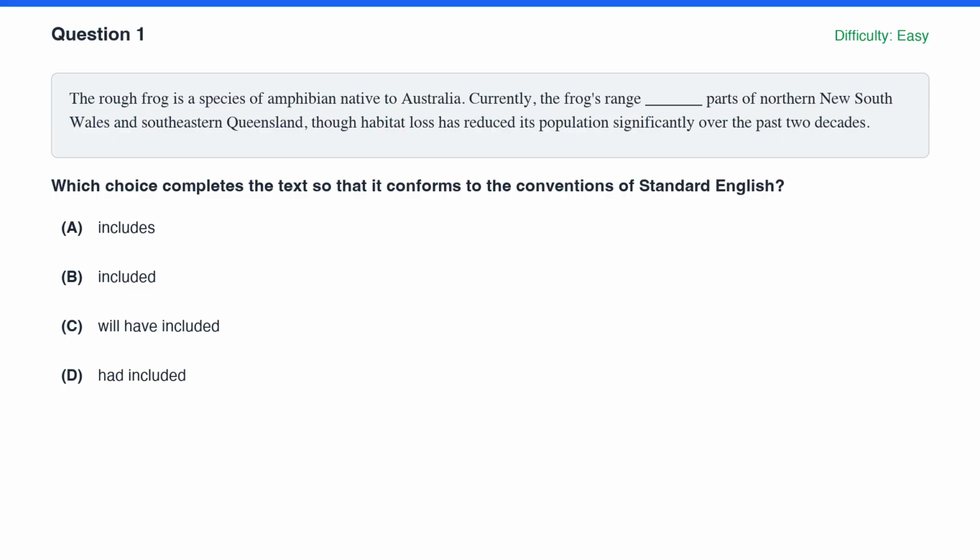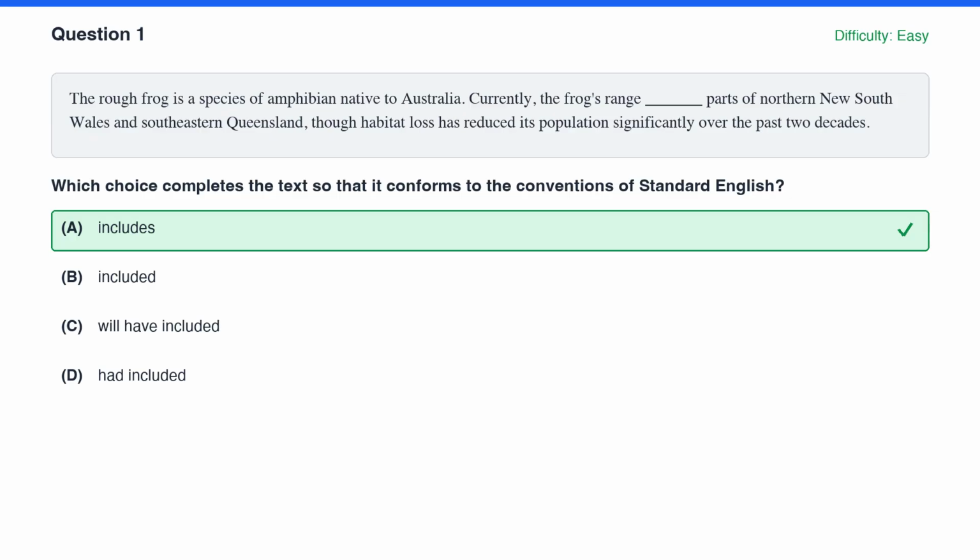Eliminated. C says will have included, future perfect. We're talking about right now, not a future deadline. D says had included, past perfect, something that happened before another past event. There's no second past event here. The answer is A, includes. Rule 1 in its simplest form, the time signal currently tells you everything.